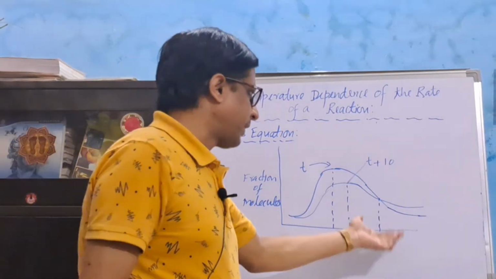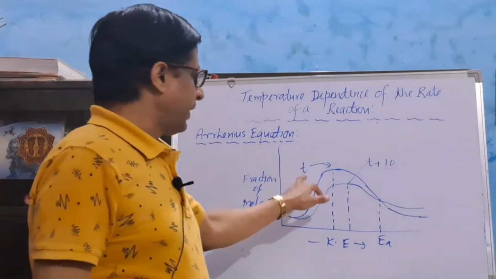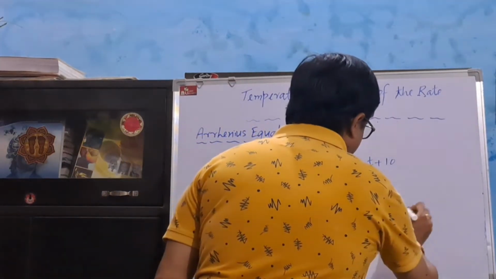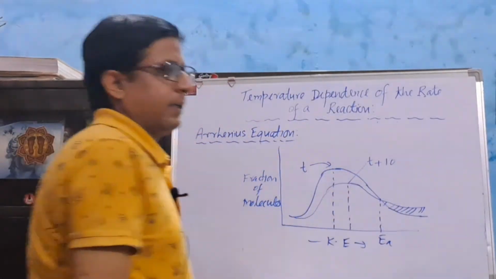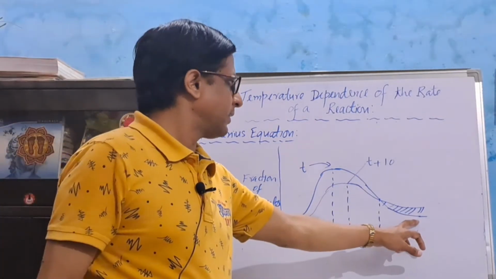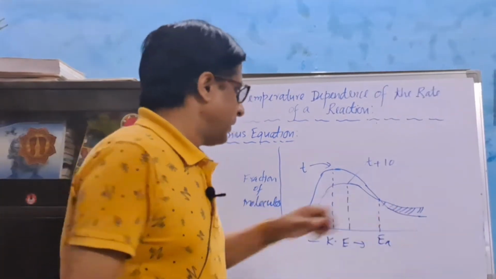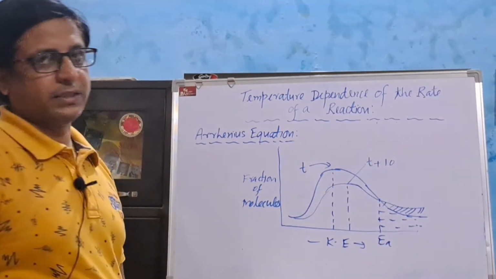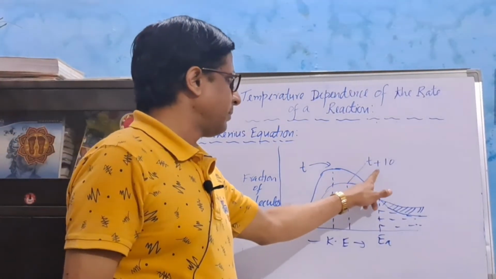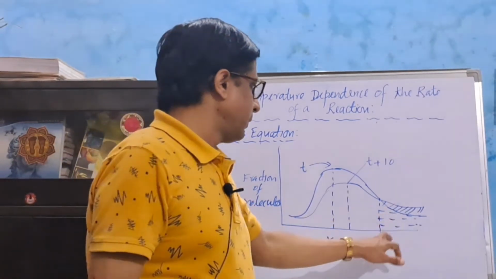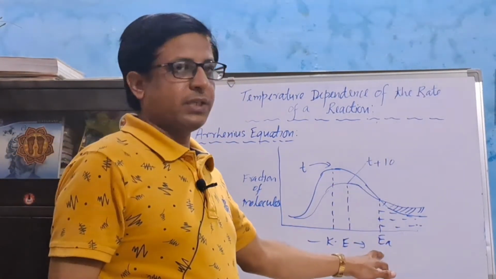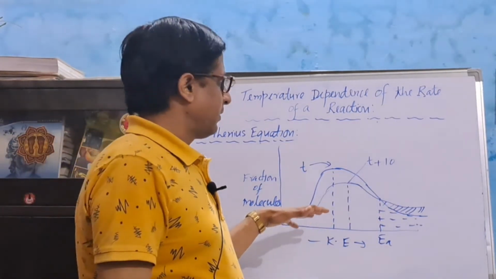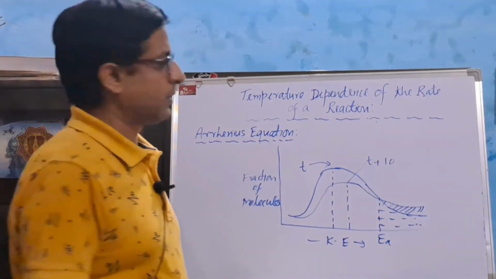Let us see what happens when we increase the temperature. We can see that by increasing the temperature 10 degrees centigrade, the number of molecules having kinetic energy greater than activation energy increases. At lower temperature, there are lesser number of molecules having energy more than activation energy, but at temperature T plus 10, the number of molecules having energy more than activation energy increases. Therefore, the formation of products takes place faster.